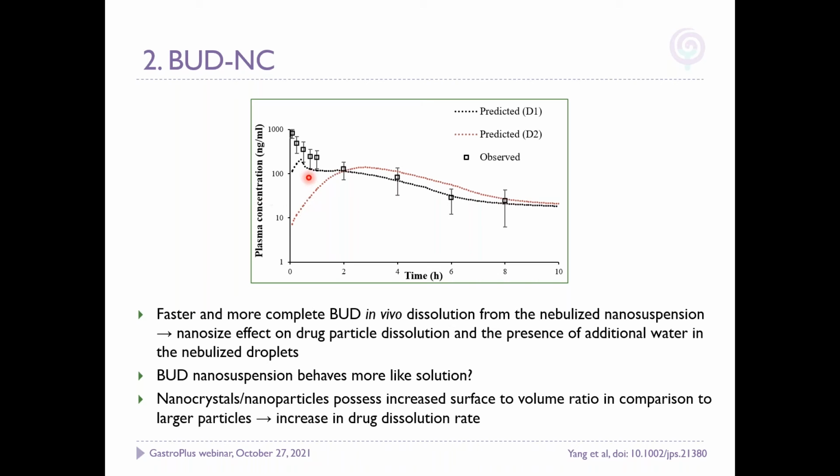When we performed initial simulations, we observed that simulated drug plasma concentration profiles diverged from the in vivo values. A possible explanation was that budesonide in vivo dissolution from the nebulized nanosuspension is faster and more complete than expected based on the initial input solubility value, probably because of the nanosize effect on drug particle dissolution and the presence of additional water in the nebulized droplets. Similar explanation was also found in literature stating that budesonide nanosuspension behaved more like solution than conventional suspension.